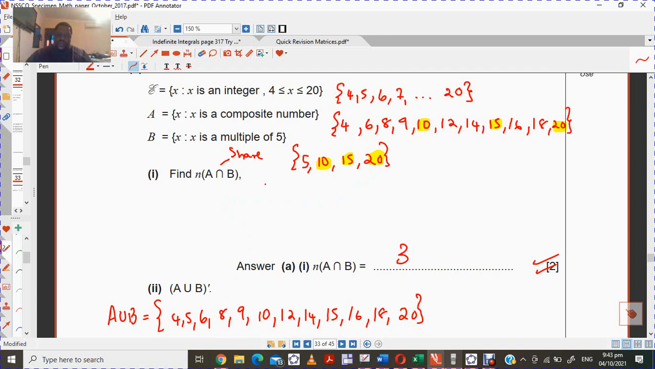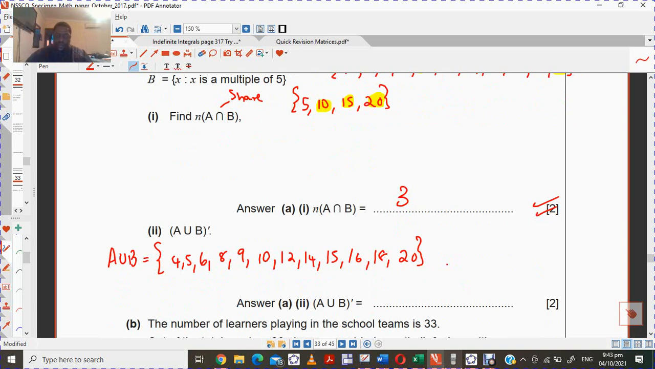So compare this with the universal set. What is not here from the universal set would be 7, 11, 13, 17, and 19. That would be the complement. That would be what is not in the union of A and B. Okay, I hope that makes sense to you. So you compare the universal set and you have a look at that.